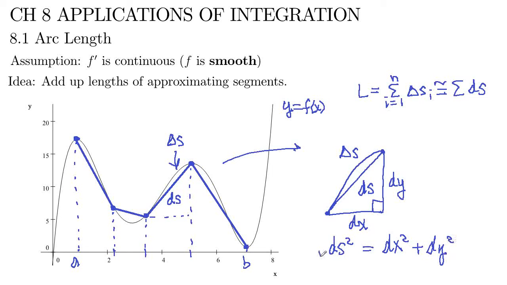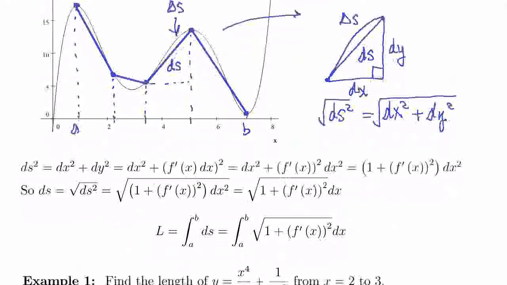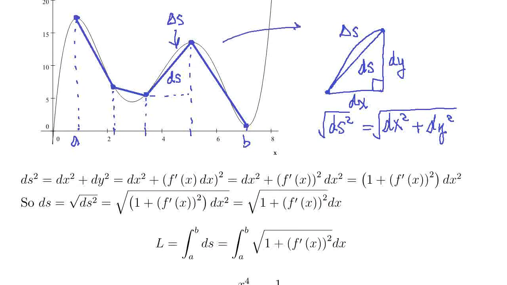Of course, we could take square roots of both sides to get our ds, and that's going to go in here. We do that for every triangle. We'd like to write this ds all in terms of x, not both x and y. We can do that as follows. Here's ds squared is dx squared plus dy squared. And the differential of y, dy, is f prime of x times dx.